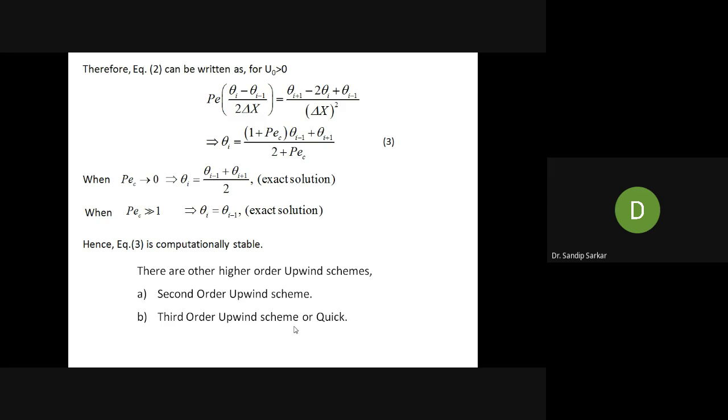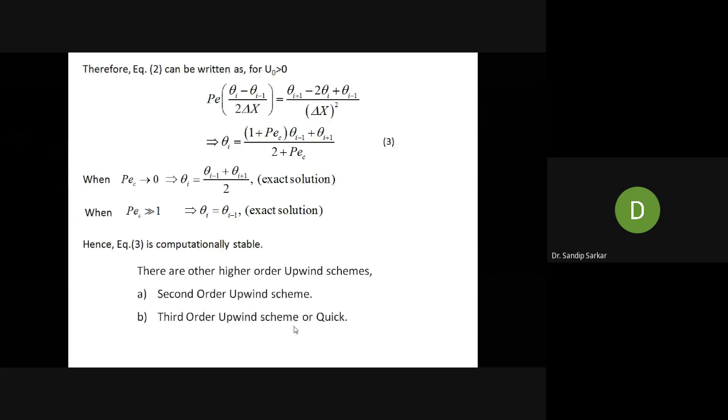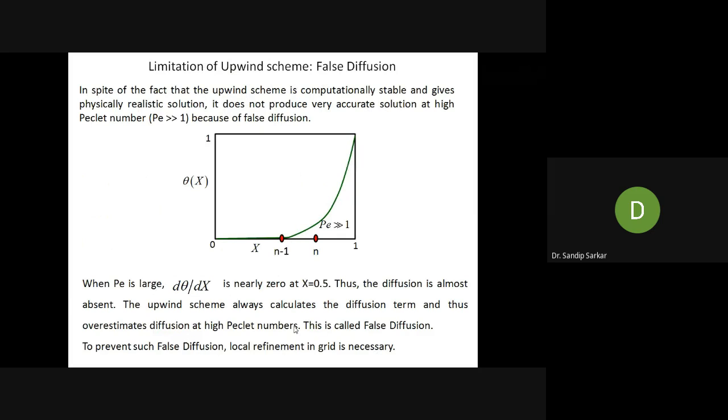Okay, so second order and QUICK I have discussed. There are certain limitations of these upwind schemes. The scheme also introduces a diffusion, sometimes called false diffusion, in the numerical solution. That is the limitation of the upwind scheme. The upwind scheme sometimes introduces additional diffusion in the numerical solution. That is called false diffusion, and it is a primary limitation of the upwind scheme. Although the upwind scheme is computationally stable and provides a stable solution, it introduces an additional or extra diffusion in the numerical solution of the convection diffusion problem. That is called false diffusion.